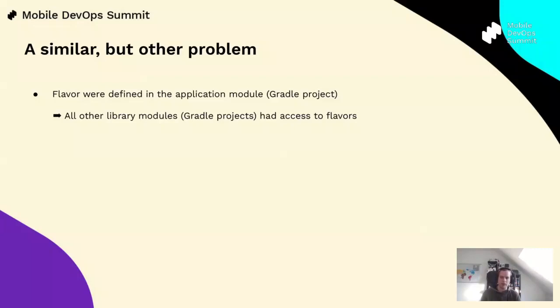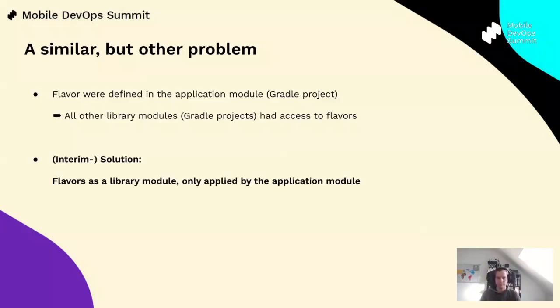Another problem, which is quite similar, is that the build flavors were defined in the application module. This means that the library modules automatically inherit all those flavors, and therefore are also aware of all of them. And this increased the build time even further.